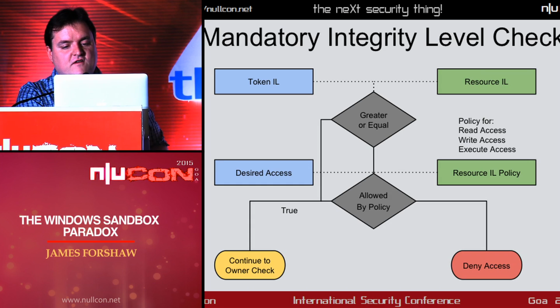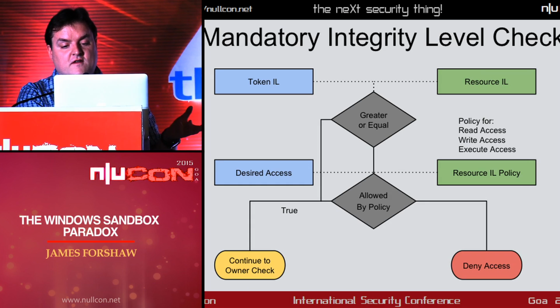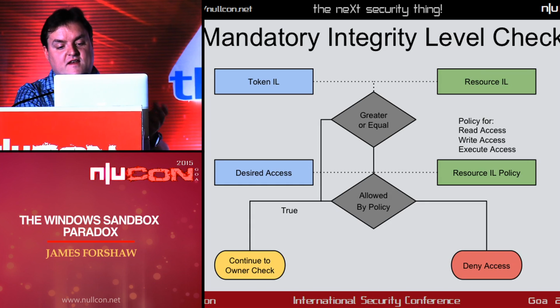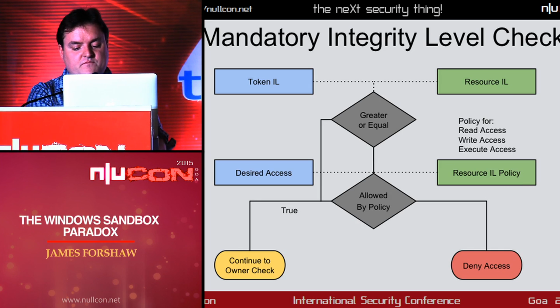The mandatory access control check is really simple. It takes the integrity level of your token, compares it to the resource's integrity level, and then restricts access based on that policy. And all this does is it limits the maximum number of rights you can have.